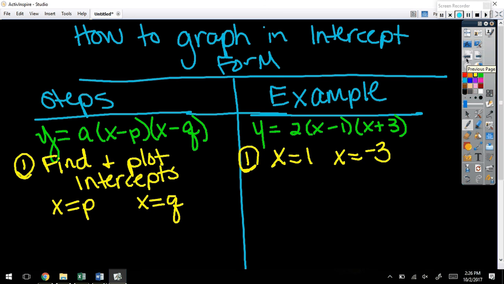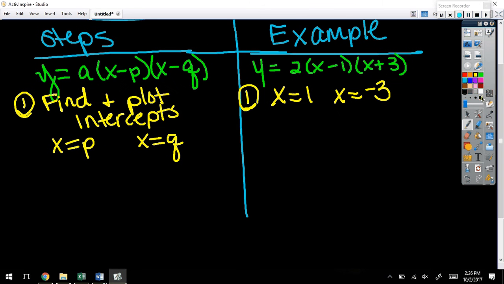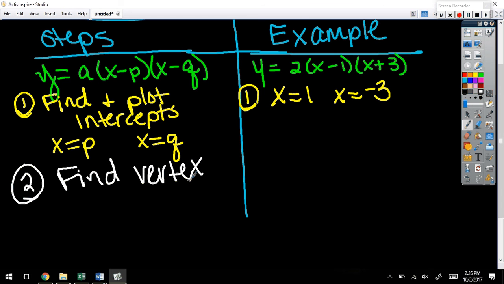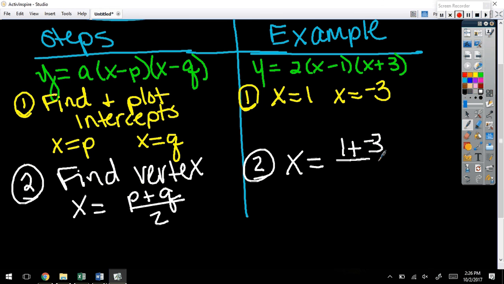All right, guys. So here's what we're going to do, because the only thing we have left to do is find the vertex. To find the vertex, the first thing we're going to do is average the intercepts. Now, I'm still keeping the opposite sign whenever I do this, because that's where they're plotted on the graph. So x equals 1 plus -3 divided by 2, which is what?